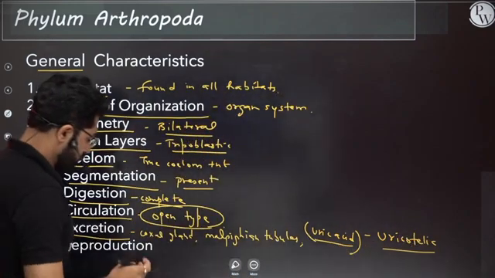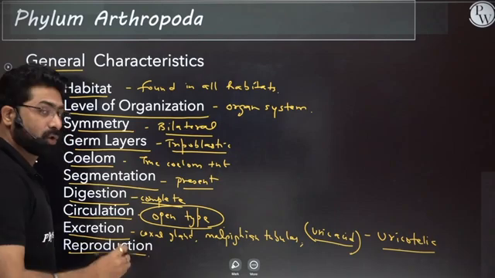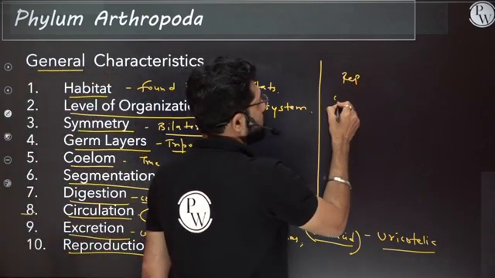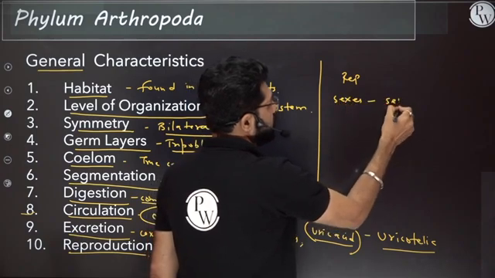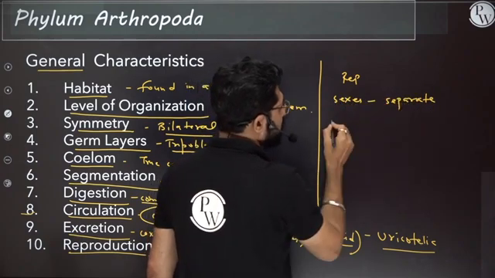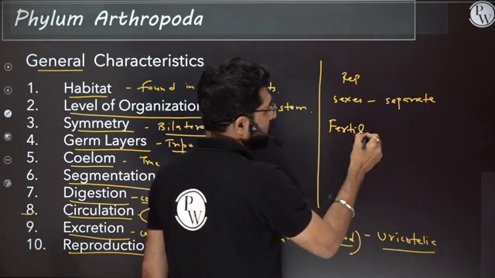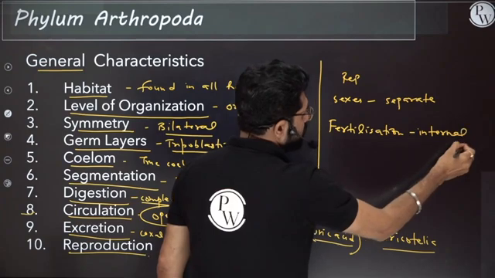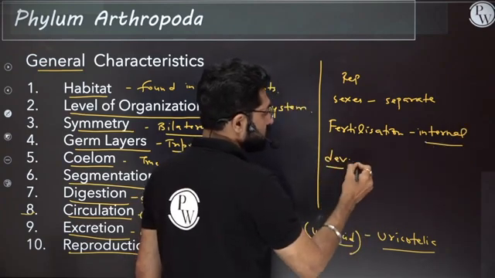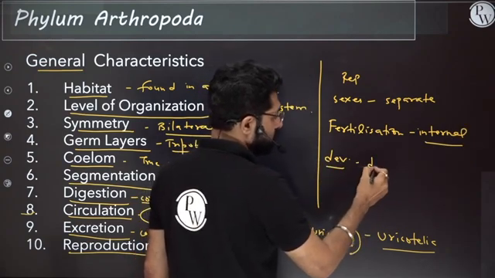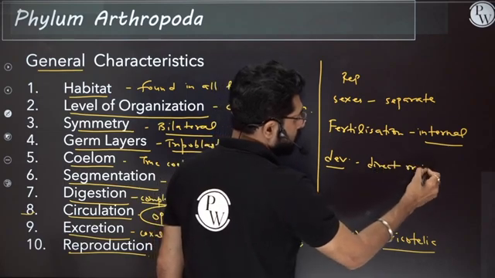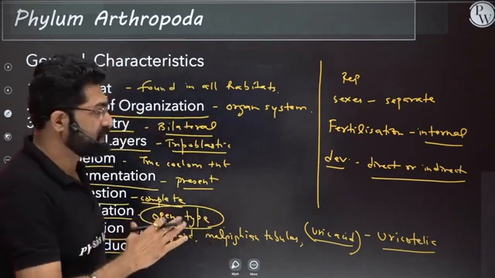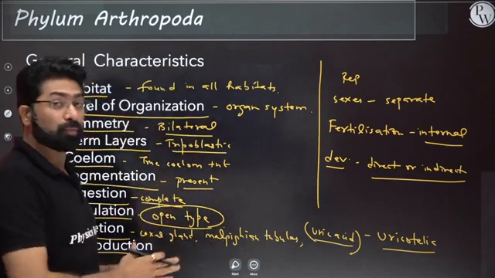Please remember that. Reproduction. Sexes are usually separate. And the fertilization is internal. Please write down fertilization is internal and development is usually maybe direct or indirect. Is it okay with you? It's very easy. Just remember those few points.